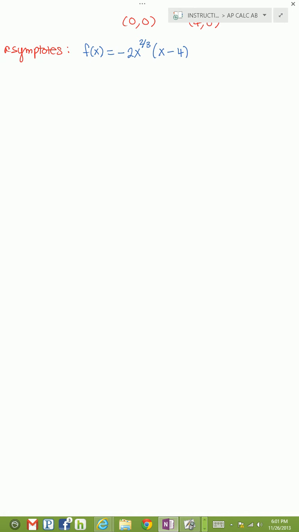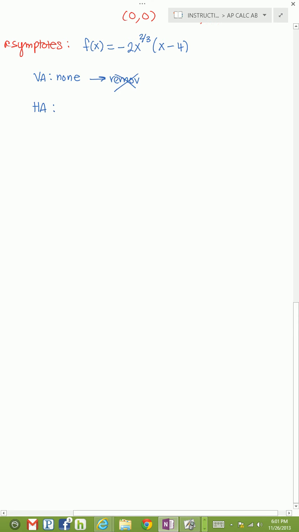Alright, in terms of trying to find the asymptotes, I know the vertical asymptote was easy. There's none because there's no denominator. As a result, I also know there are no removables. My horizontal asymptote is a little bit harder. I'm going to multiply out so I can find the highest power in the numerator. We end up with -2 x to the 5/3, and then plus 8 x to the 2/3. And I just want to look at this one.